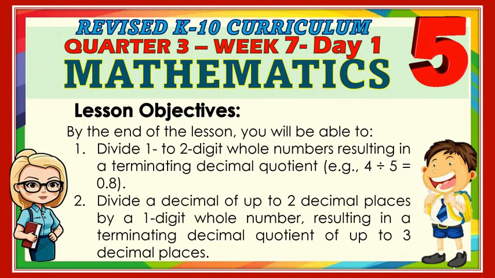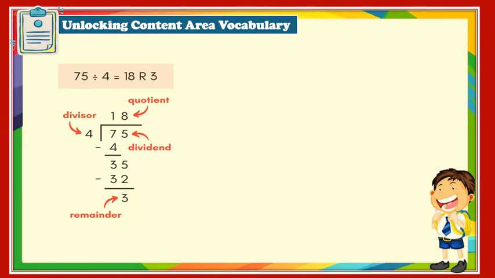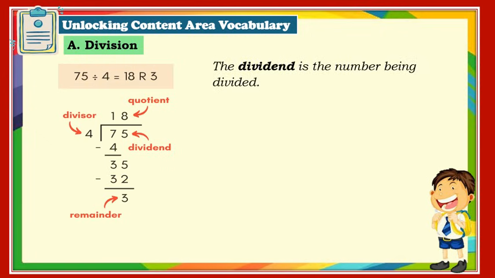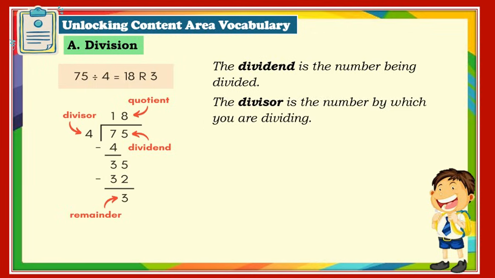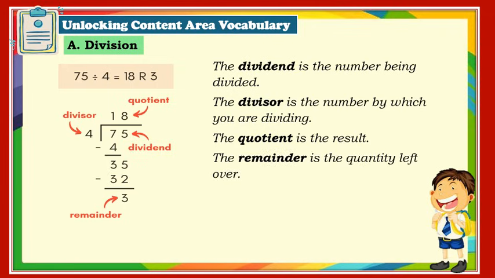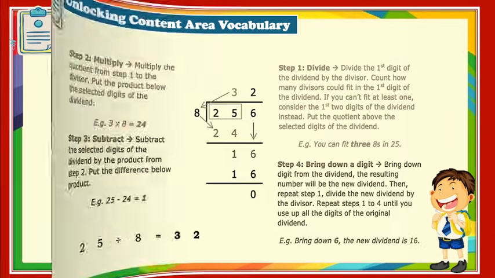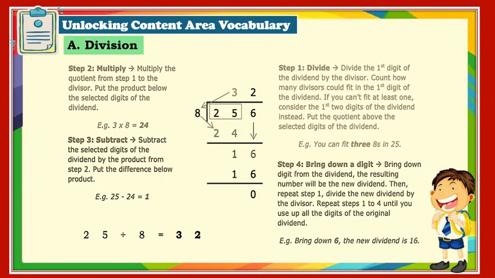For unlocking content area vocabulary, we have division. So 75 divided by 4 equals 18 remainder 3. The dividend is the number being divided. The divisor is the number by which you are dividing. The quotient is the result. And the remainder is the quantity left over. There are 4 steps in dividing. First is divide, second is multiply, third is subtract, and the fourth step is bring down.